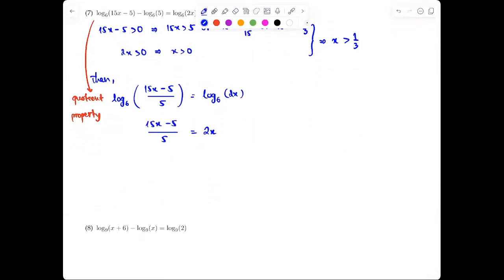Now simplify the left-hand side a little bit, right? So on the numerator, 5 is the common factor.